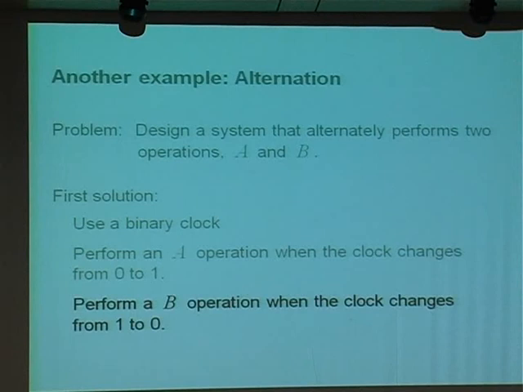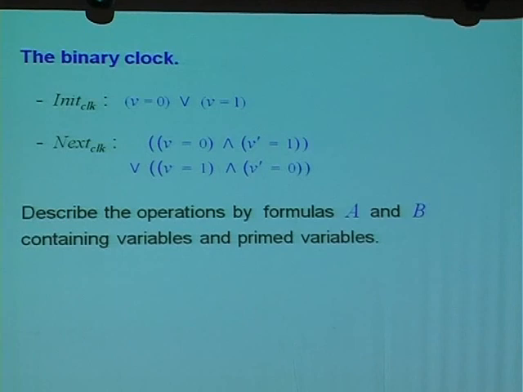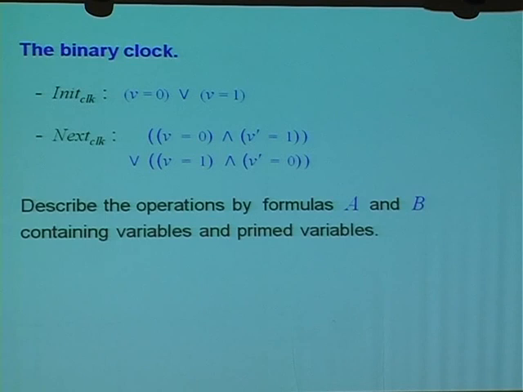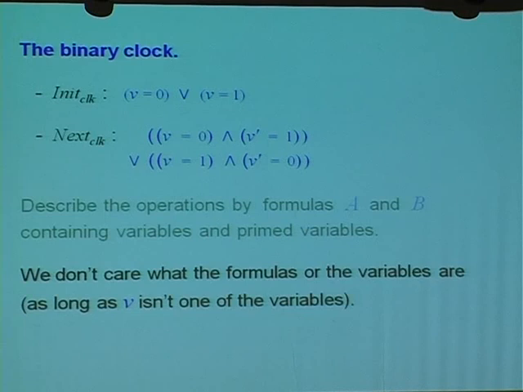So here's the binary clock, remember. I'm going to describe these operations by formulas A and B, that just like in the next state relation, contain variables and prime variables, but I don't care what they are. So I'm not going to tell you what those operations are. I'm not going to tell you what those formulas are. We don't care what they are. It turns out that it's important that V isn't one of those variables. But other than that, we don't care anything about what A and B are.